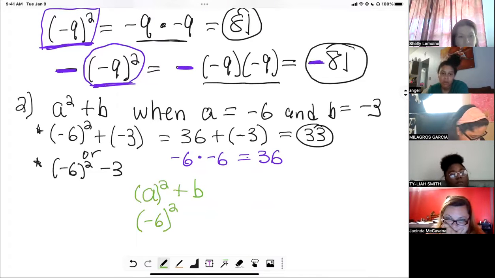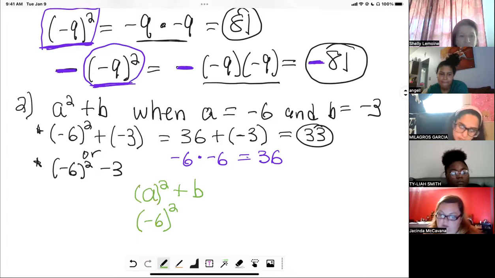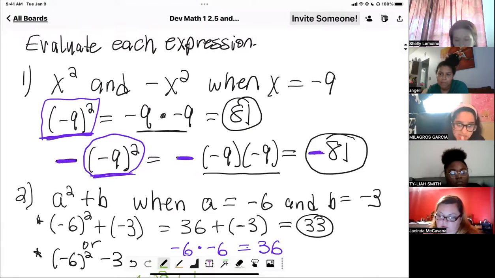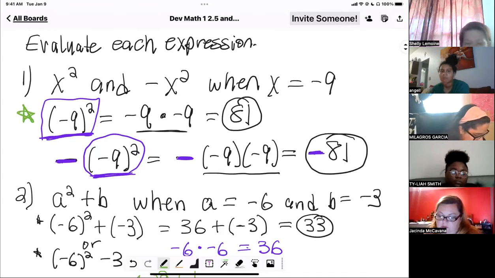Okay, but if it's not in parentheses, wouldn't it be -6 times 6? Because you said only the first number would be negative. No, they're both. Look up here where I put my little green star. So -9 squared is -9 times -9, which makes it a positive 81.